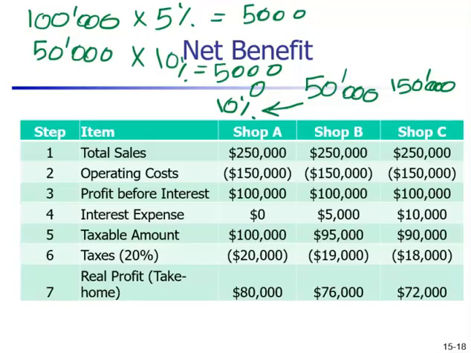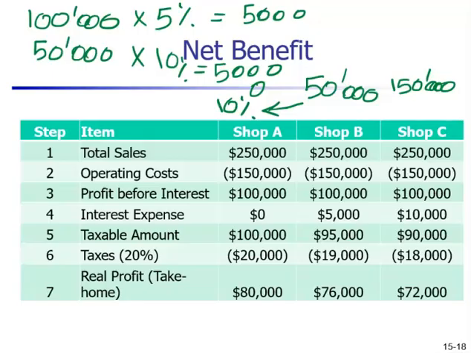These are tax deductible expenses. So how much would be the tax of these three? Shop A will pay $20,000, $100,000 times 20%. 20% tax rate, and taxable amount $100,000. This times this, we get this. The same formula for calculation of Shop B taxes and Shop C.